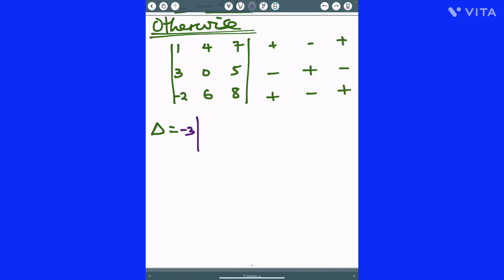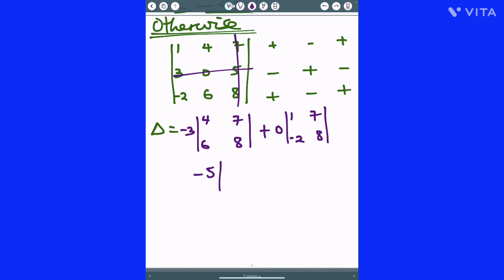So that's what I get. 4, 7, 6, 8. After taking that, the next value in that row is 0. So I'll take 0. 0 should take plus. Plus times 0, that's plus 0. What do I have left after taking 0? I have 1, 7, minus 2, 8 left. I'll go to the next value, which is 5. 5 should take a minus sign. Minus times 5, that's minus 5. After picking 5, I have 1, 4, minus 2, 6 left.